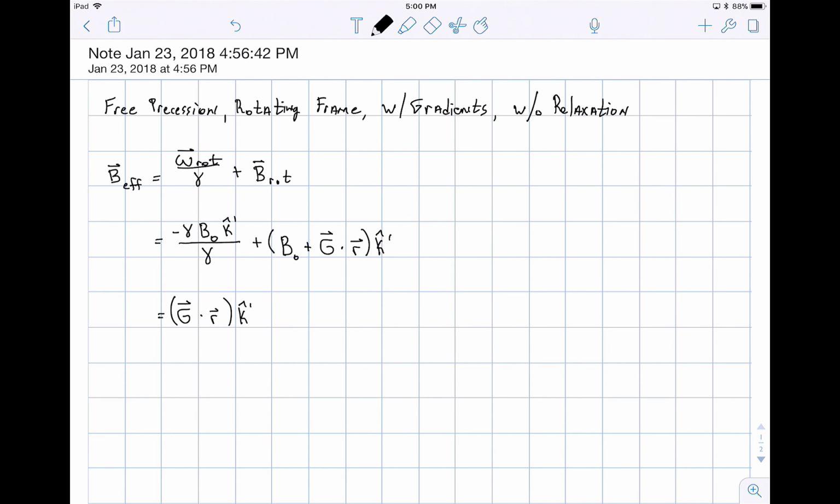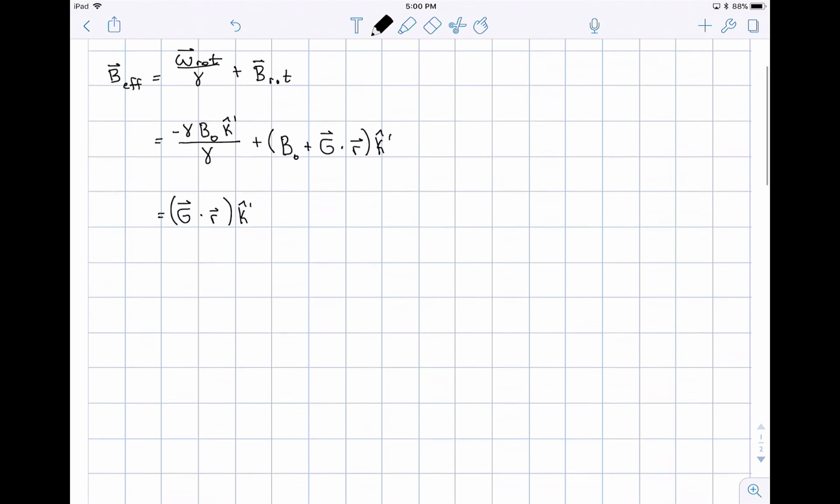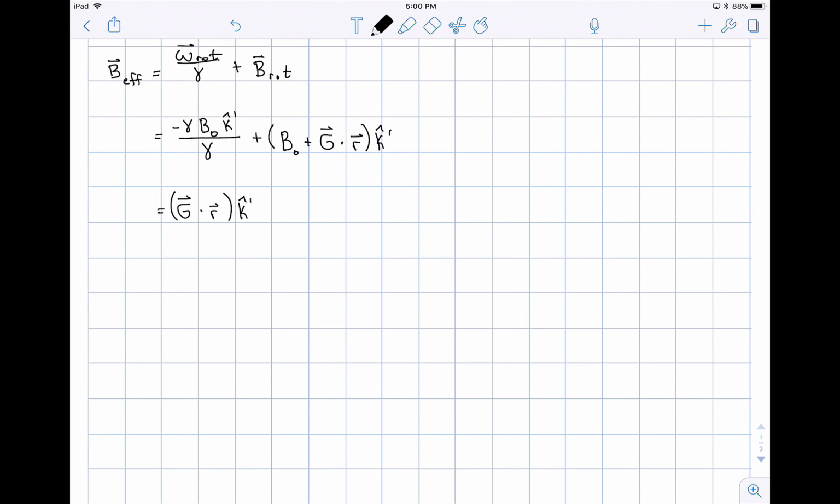Then we have to go back to the Bloch equations for what's going to happen to the spin system when we have that as our applied field. So I'll make a little bit of space here. We have to go back to the Bloch equations, which are partial d M rotating over partial t equal to M rotating vector, the bulk magnetization in the rotating frame, times gamma B effective.